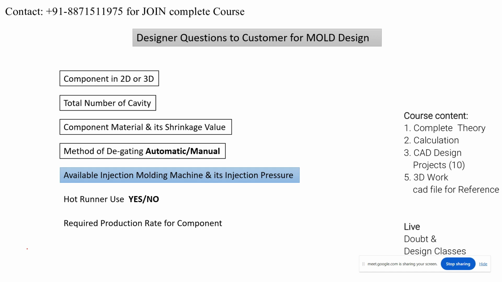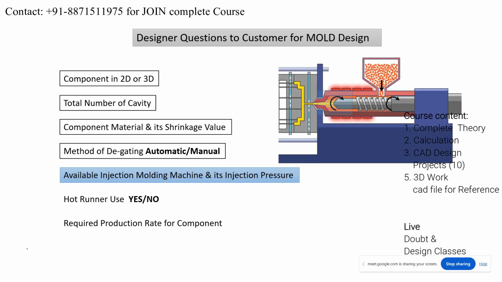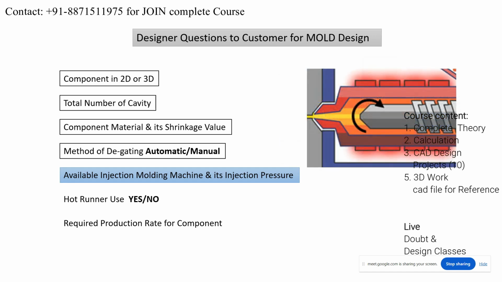Okay, understood. So here, the available injection molding machine depends upon the shot capacity also, and the injection pressure. Depending upon the molding machine, the injection pressure will be different. For example, a 30-ton injection molding machine has a different injection pressure range, and a 50-ton injection molding machine has a different injection pressure range. Is it clear?